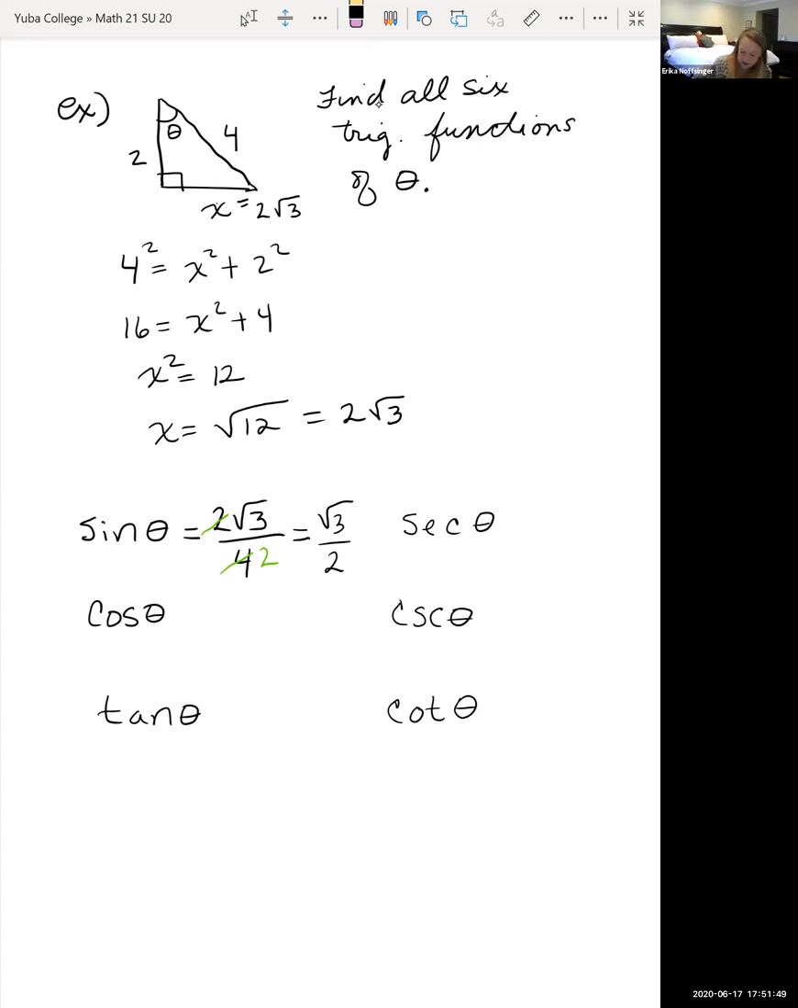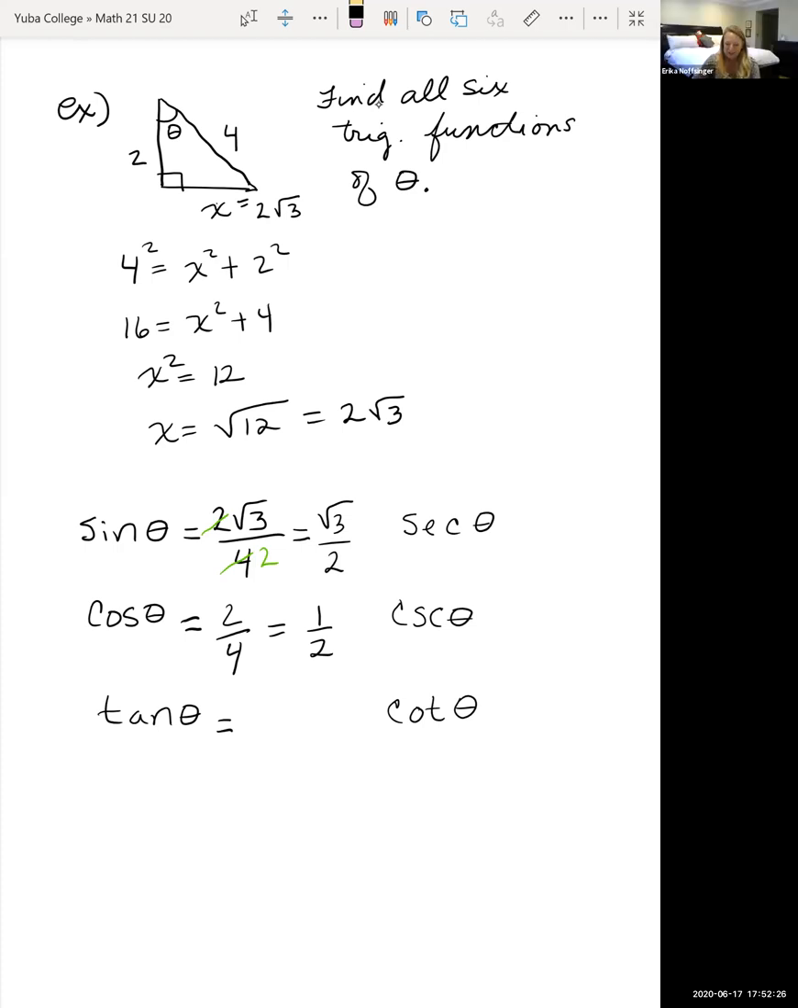So somebody else, tell me what cosine theta is. 1 over 2. So you got 1 over 2 by doing what? By doing adjacent over hypotenuse? Right, and so adjacent to theta was 2, and the hypotenuse was 4, and then you notice that it reduced, and so that's how you got 1/2. Yes. Good job, Alyssa.